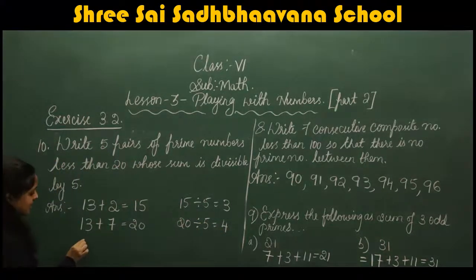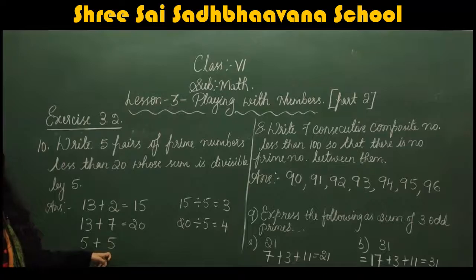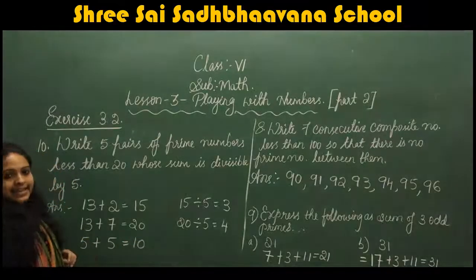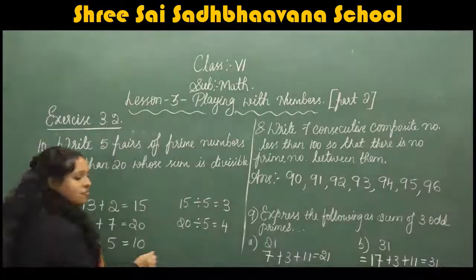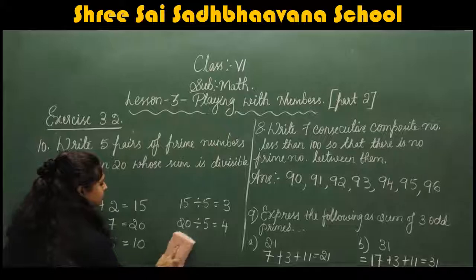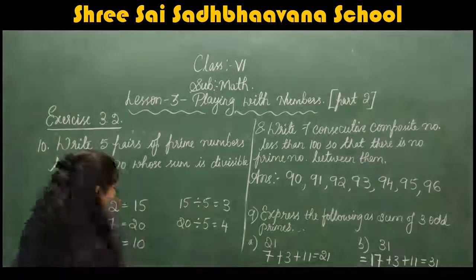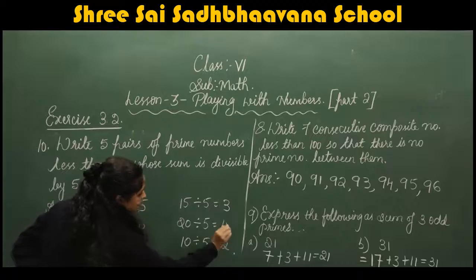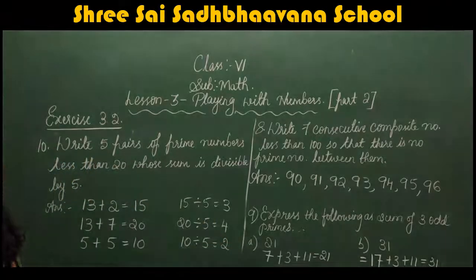Next one, I will take the example 5 plus 5. 5 is a prime number and an odd number. So 5 plus 5 is equal to 10. Can I divide this by 5? Yes, I can divide this by 5. 10 divided by 5 is equal to 2.